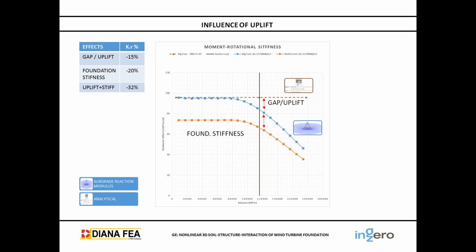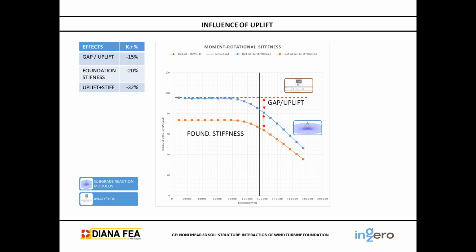We have a simple line, which is the determination of the rotational stiffness with the analytical method. Okay, and now it is compared with the subgrade reaction modulus method. Here the blue one is considering the rigid foundation, and the orange one is considering the flexibility of the foundation. So we have the Young's modulus of the concrete.